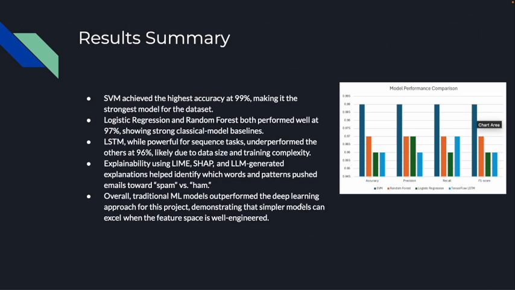So here's how our models compare overall. The SVM with the linear kernel achieved the highest accuracy at 99%, making it our best model by far. Logistic regression and the random forest both performed very well at about 97%, so they are strong classical baselines. The LSTM model came in slightly lower at 96%, which shows that deep learning wasn't automatically better here, especially given the data size and the complexity of the training. To understand why the models made the decisions, we used Lime, SHAP, and LLM generated explanations. These tools helped us to see which words and patterns pushed emails towards spam versus ham.